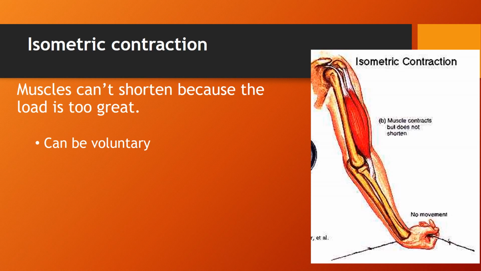So the second type is isometric contraction. This is where force is generated without changing the length of the muscle. So iso for same, metric for length. Okay, so same length of the muscle.